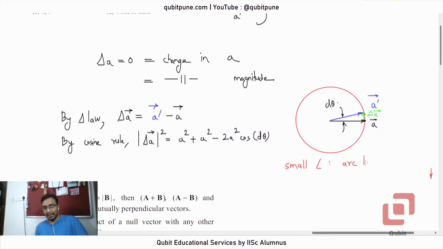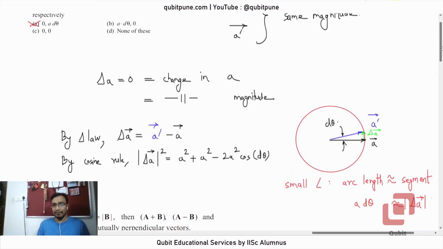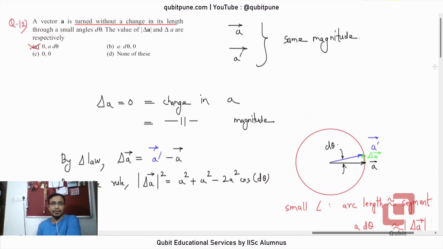arc length can be approximated as the segment length. You must have used this approximation also. So we actually want the segment's length, right? That will be the magnitude of the vector delta A bar. But now for arc length, we can use the formula r theta. Radius is A, angle is d theta. So for very small angles it will work. So A d theta will be the magnitude of the change in A. So what is the right option? B is the right option.